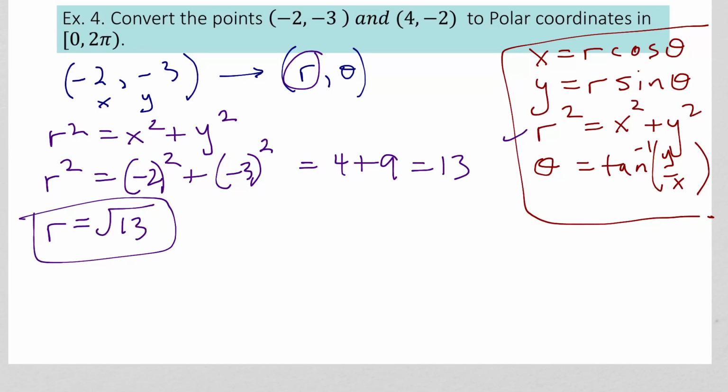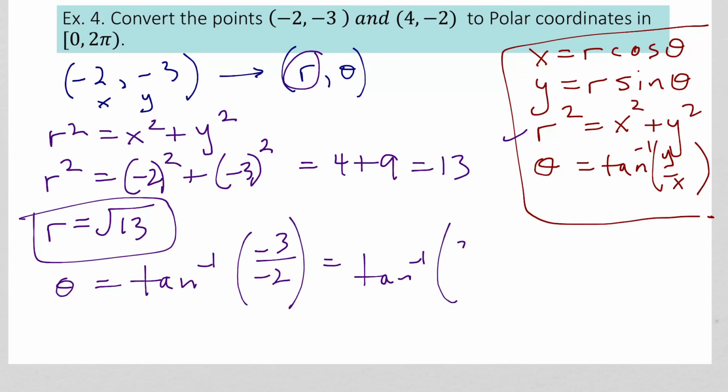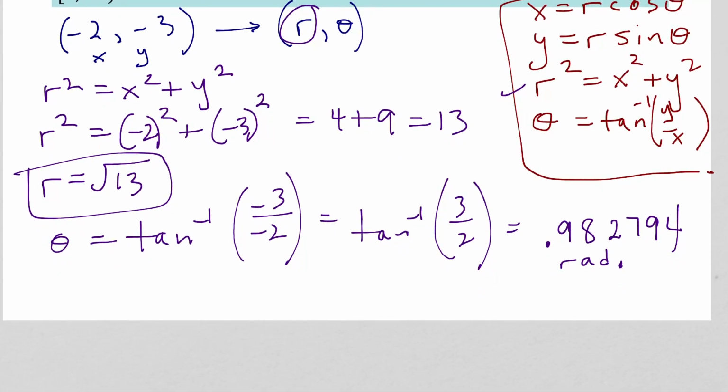All right, so next we're going to find theta. Theta is equal to the inverse tangent of y over x. So that's the inverse tangent of 3/2. I'm going to type that into my calculator, and in radians I get 0.982794. Now let's look at our drawing to make sure that we're in the correct quadrant with theta, because this is what we have to be careful about when we're doing inverse tangents.